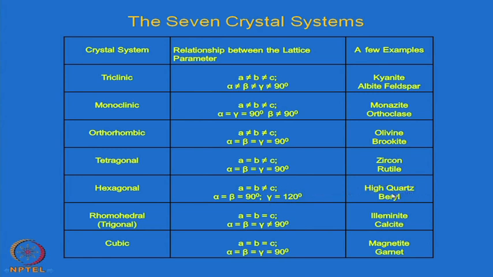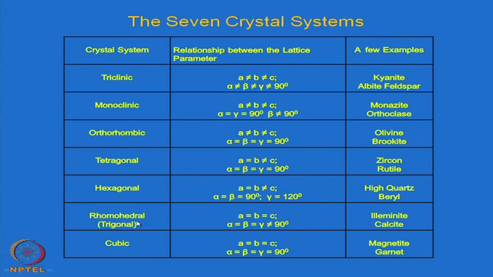High quartz, one form of silica, and beryl, once again silicate minerals, do have a hexagonal structure. Many of the metals also do, like zinc. No, sorry, I am making a mistake, not copper. Copper is FCC. Zinc actually has a hexagonal structure. Copper is FCC structure.